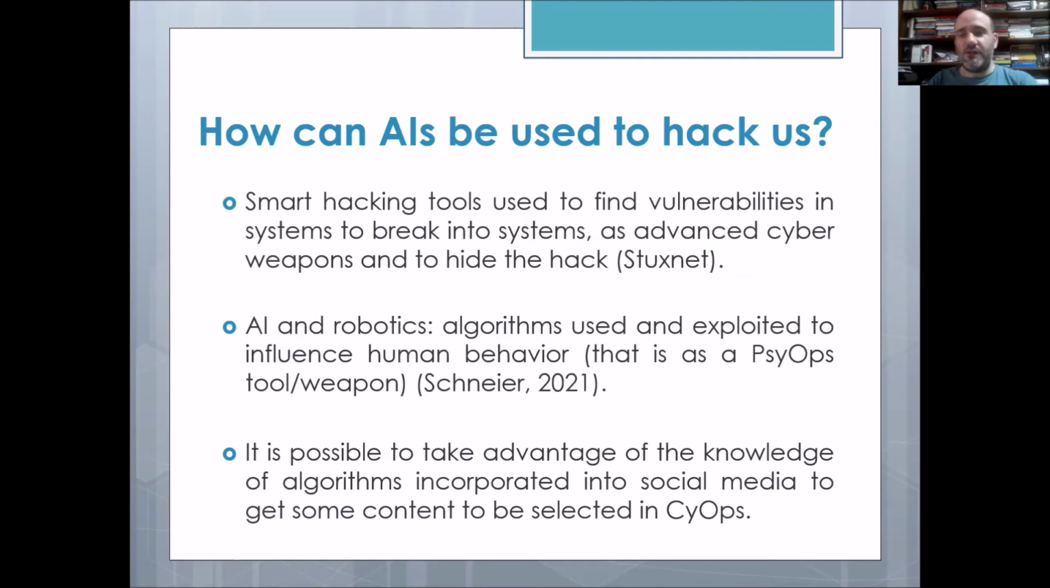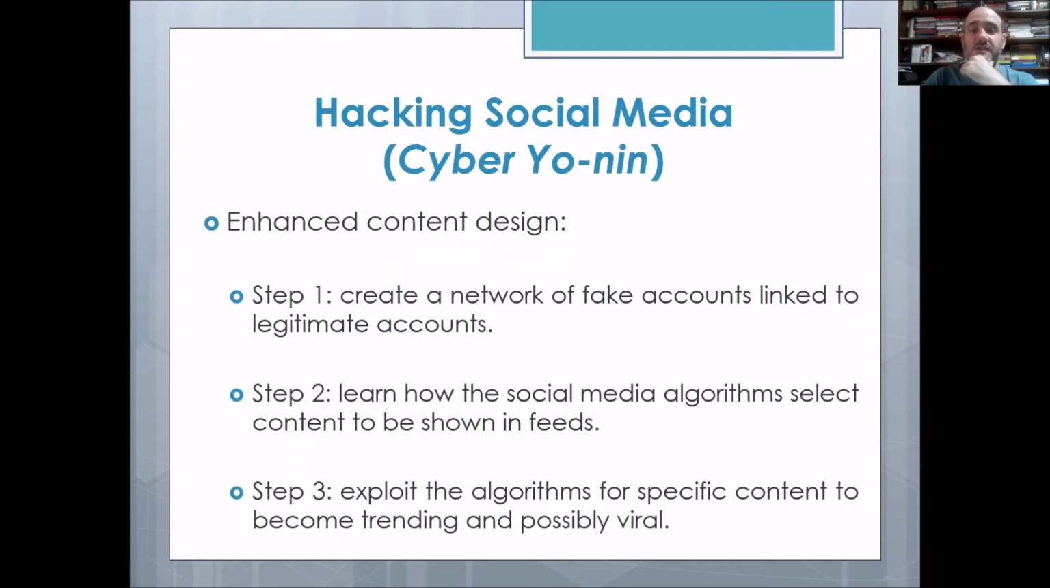So how can AIs be used to hack us? Smart hacking tools used to find vulnerabilities in systems, to break into systems as advanced as cyber weapons, and to hide the hack. An example of an advanced cyber weapon was Stuxnet, to disrupt physical systems. AI and robotics algorithms are exploited to influence human behavior. This is PsyOps, psychological operations, a cyber psychological operations tool or weapon. And it's possible to take advantage of the knowledge of algorithms incorporated in social media to get some content to be selected in cyber psychological operations. So these were the few points that we discussed.